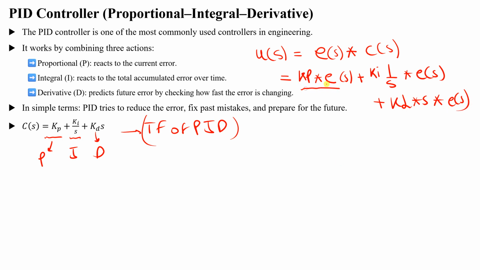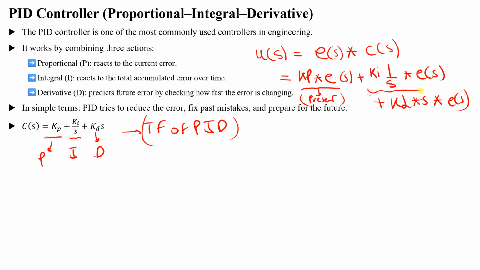This one reacts to the current error. So based on the current value, the input value to the PID controller, it reacts. That's why it's called the present control action. It acts only on the present value of error. It doesn't care about the past or even the future.